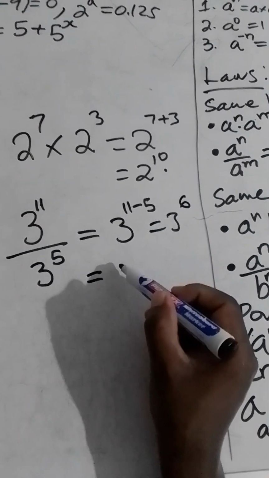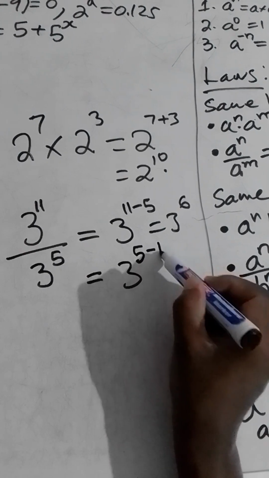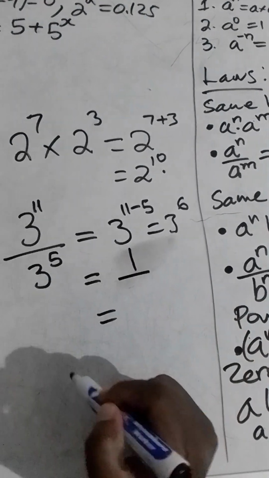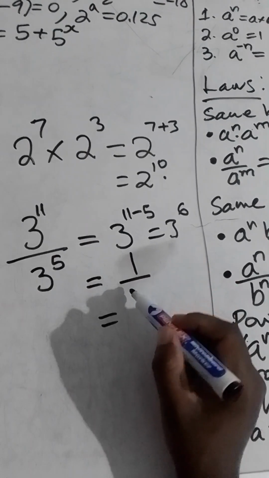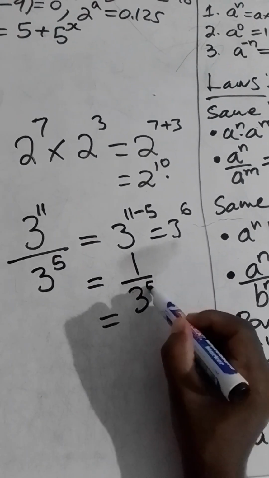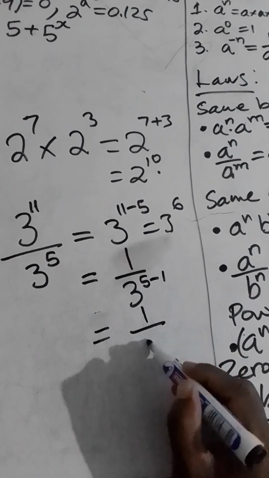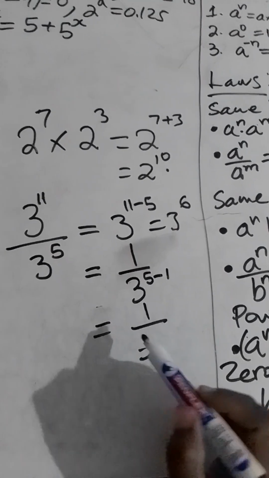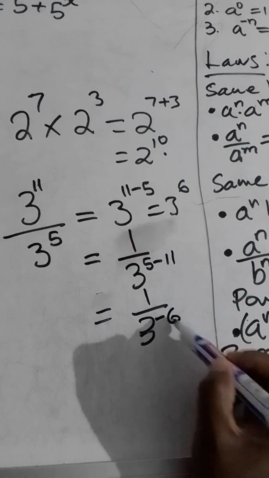But if you want a negative exponent, then you will say 3 to the exponent 5 minus 11, and you will put the 1 on top. When you do that, because the 3 is in the bottom, you put 1 on top and say 3 to the exponent 5 minus 11. And this gives you 1 over 3 to the exponent negative 6.